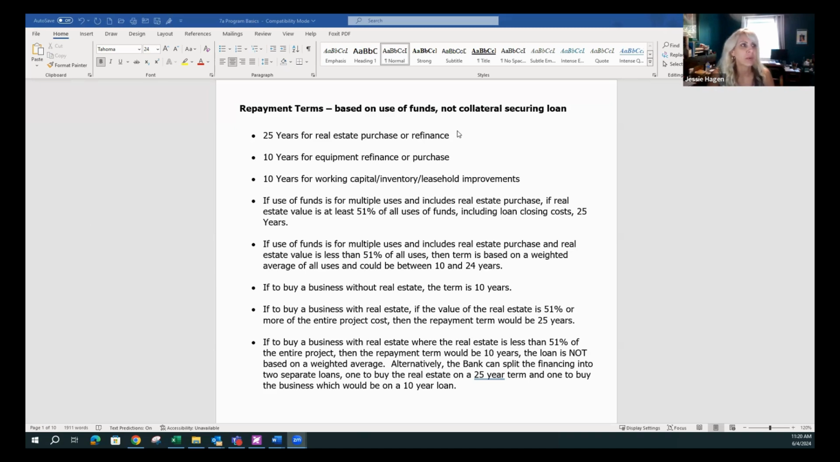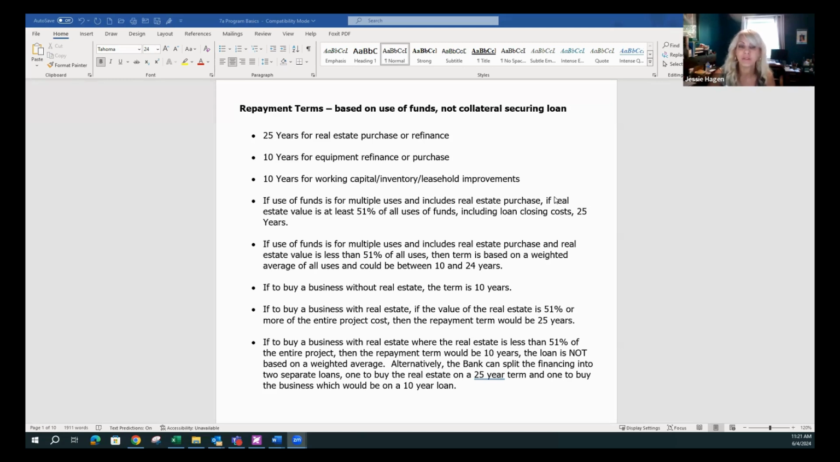Repayment terms. We've talked about this before. Based upon the use of funds, not collateral. If you're buying real estate or refinancing real estate, SBA goes all the way up to 25 years. If you are buying some new equipment and it doesn't have a useful life beyond 10 years, you should expect a 10-year loan. That could be really small pieces of equipment. We're not generally financing trucks and trailers very often, but a heavy-duty printing press or manufacturing equipment of that nature is not uncommon to be financed under the SBA.